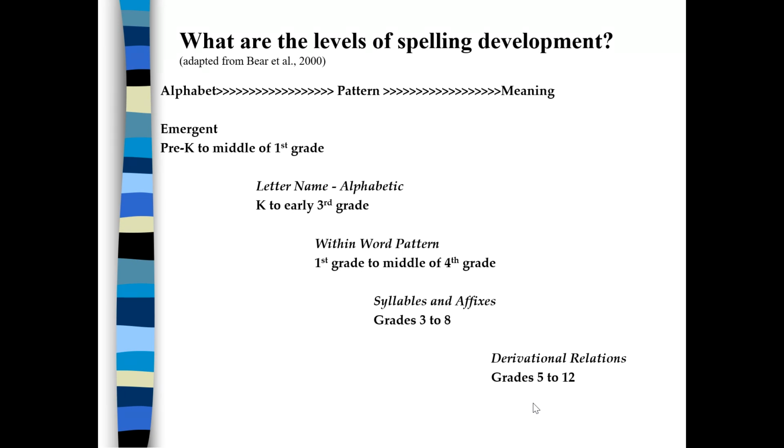Within word pattern moves a little bit closer to pattern, a little bit closer to meaning. First grade to middle of fourth. Syllables and affixes are upper grade level, moving out of that pattern phase a little bit more toward meaning, grades 3 through 8. And derivational relations, I like to think of these as science words or math words, big giant words like metamorphosis. Derivational relations pretty much falls under meaning because the students are going to need to be able to chunk big words into smaller parts to understand the smaller parts to make a whole word. And this usually happens when the students are a little bit older and able to handle the chunking. So from grades 5 to 12.